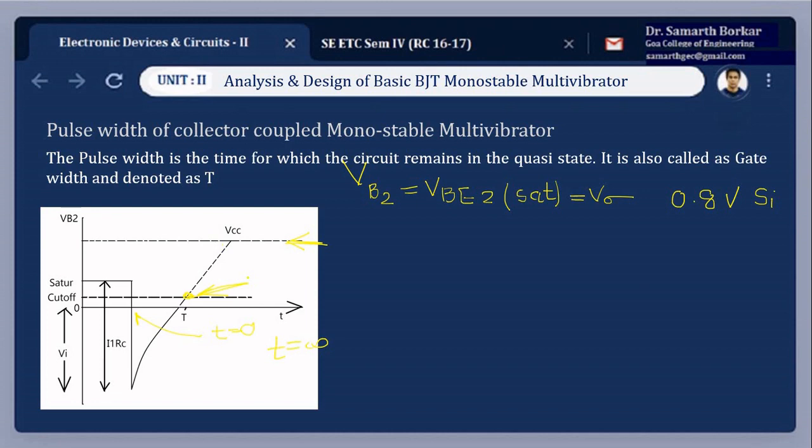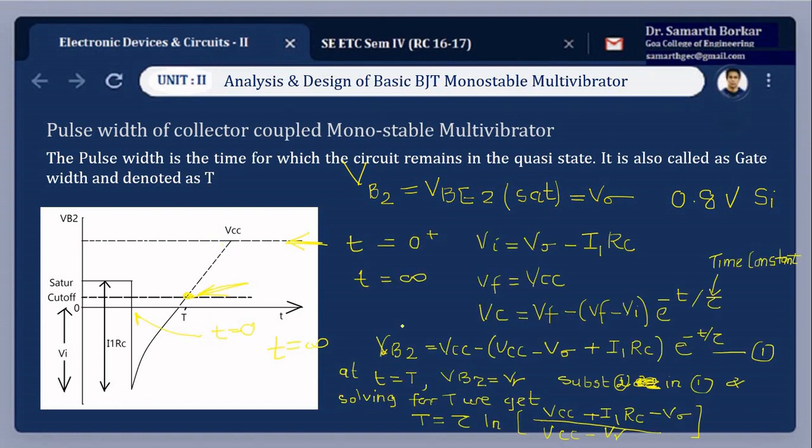Now, let us write the equation for exponential charging of the capacitor. So have a look at this equation. VB2 is the voltage at the base of transistor Q2. If it is on, then we say it is in saturation. So the V sigma for a silicon transistor is 0.8 volts, and for germanium it is 0.3 volts. At t equals 0 plus, the initial voltage Vi will be equal to V sigma minus I1 into RC, and the final voltage Vf, so Vi is the initial voltage and Vf is the final voltage. It can go up to a value of VCC, as highlighted here. So Vc will be equal to Vf minus (Vf minus Vi) e raised to minus t upon RC. So this RC is the time constant.